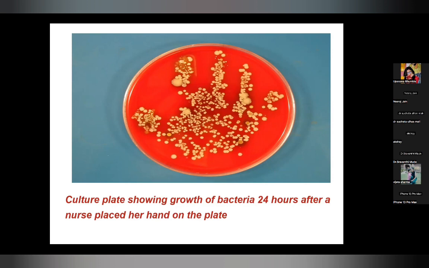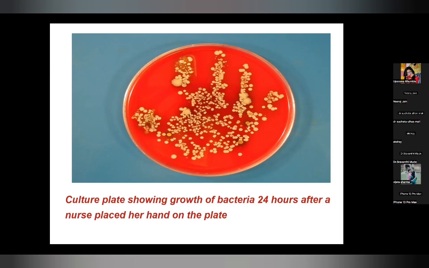This is a hand technique on a blood culture plate, and multiple organisms can be isolated. We had colonies of coagulase-negative Staphylococcus, methicillin-resistant Staph aureus, and Klebsiella. In a few of the hands, we actually isolated fungi, Aspergillus and Candida also. So it gives a very vast picture of microorganisms in our contaminated hands.